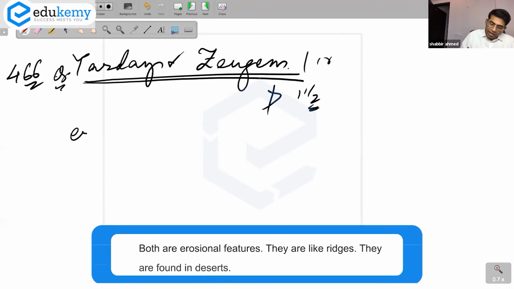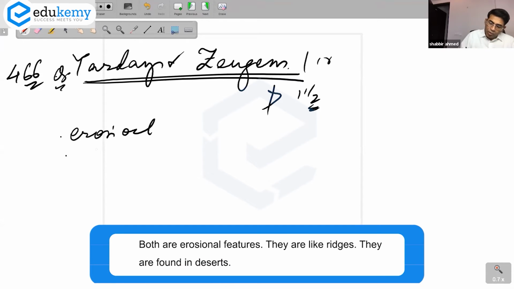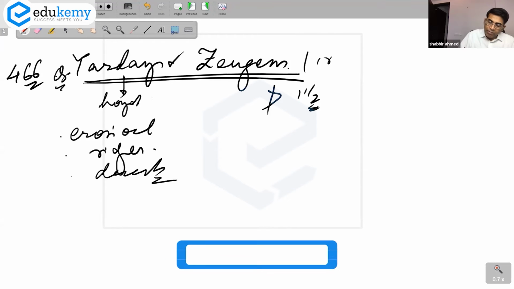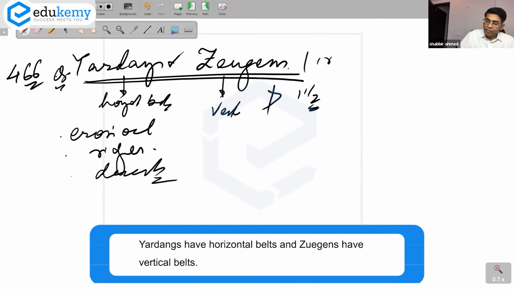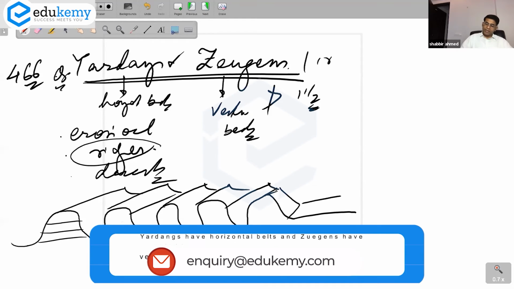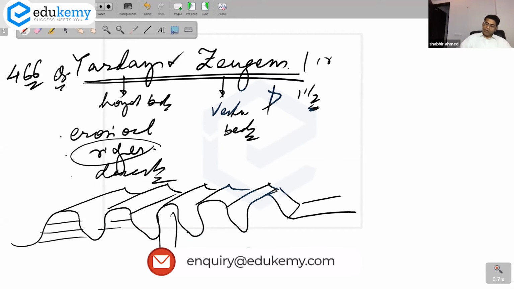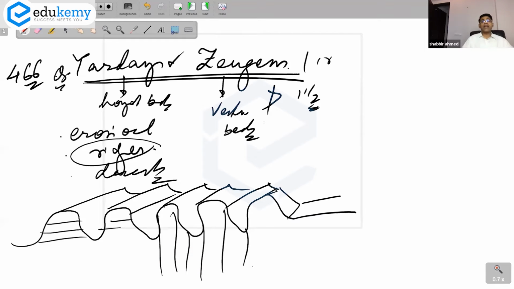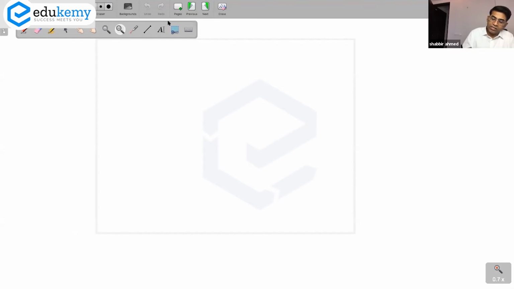So both of them are erosional features. Both are like ridges, both formed in the deserts. Yardangs have horizontal beds. Zeugens have vertical beds. They look like ridges. The beds can be horizontal or vertical. Beds alternate hard and soft rocks. Yes, they alternate hard and soft rock. So maybe hard rock, soft rock, hard rock, soft rock, and so on.